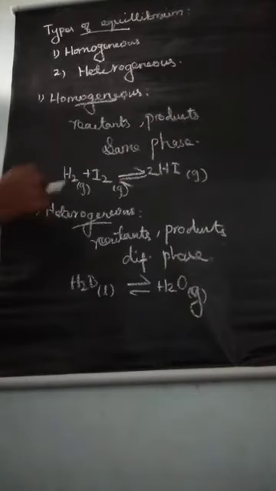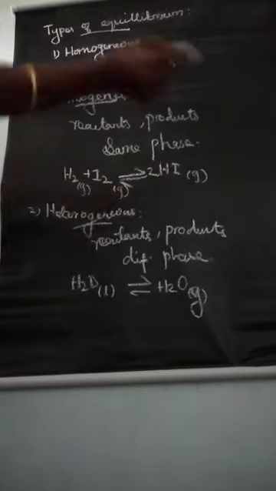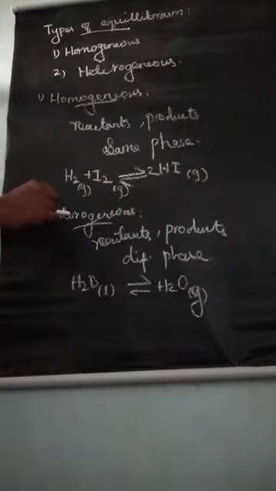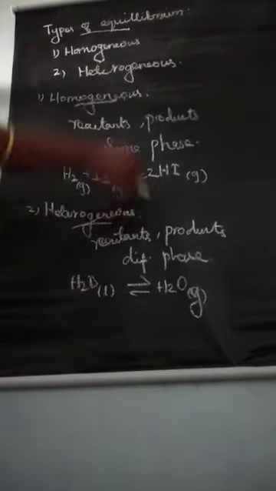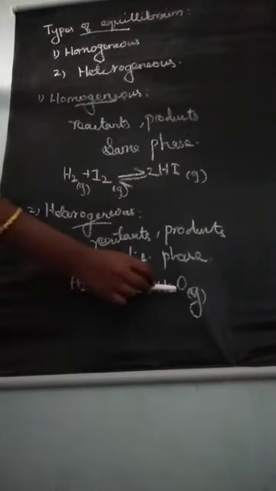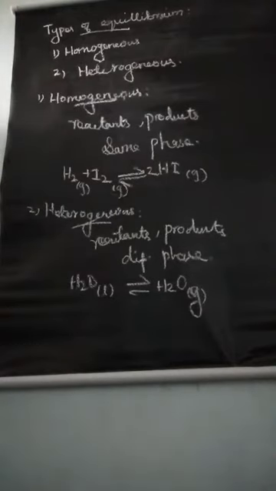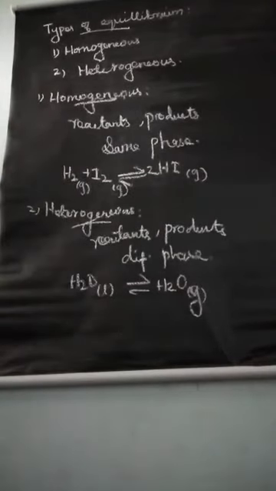Then the second type, heterogeneous equilibrium. What is meant by heterogeneous equilibrium? All reactants and products are in different phases. Simple example, liquid and gaseous phase. So the reactant side is liquid and the products are in the gaseous phase. Understand? So these are the types of equilibrium.